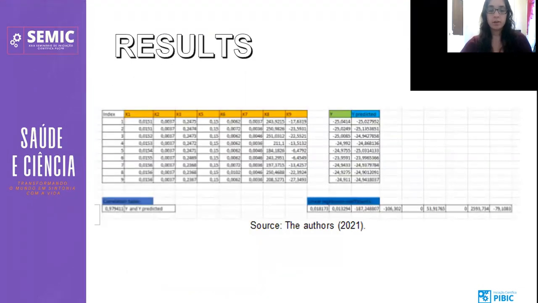The linear regression results were calculated using dependent variables and independent variables. The correlation coefficient value is 0.97, which means that this performance is good and that this approach can be obtained.